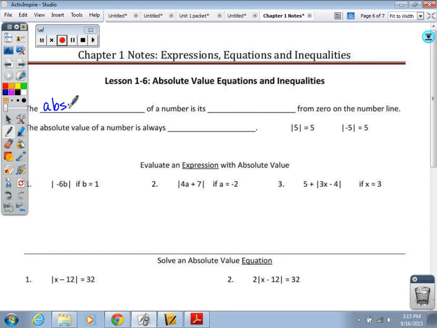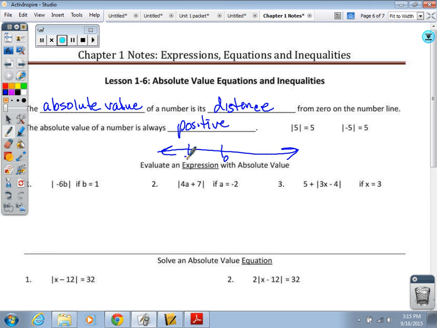There. So the absolute value of a number is its distance from 0 on the number line, and the absolute value of a number is always positive. This you already knew. If you look at a number line, here is 0, and you look at -5 and +5. The distance from 0 to 5 is 5. The distance from 0 to -5 is also 5. That's why the absolute value of 5 is 5 and the absolute value of -5 is 5. It's always a positive number because distance is always positive.